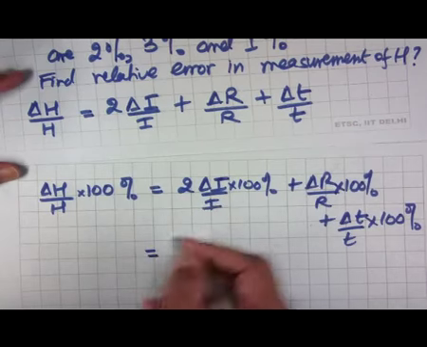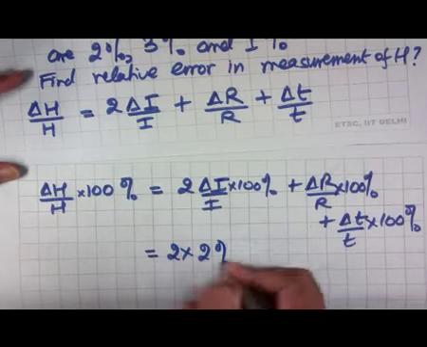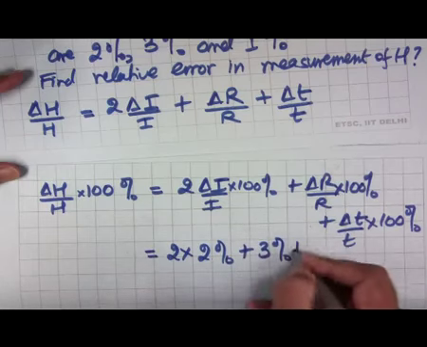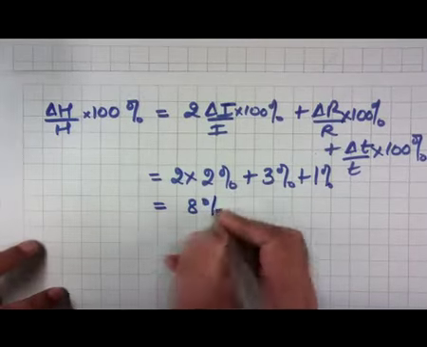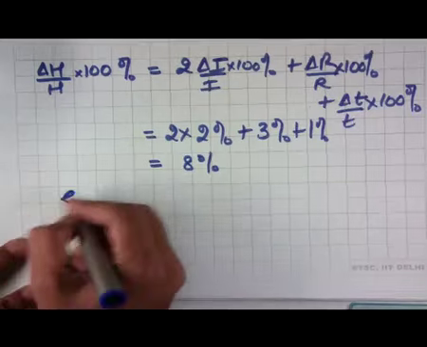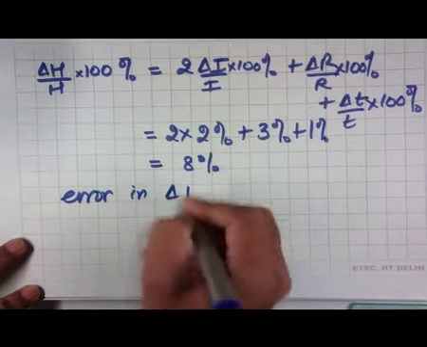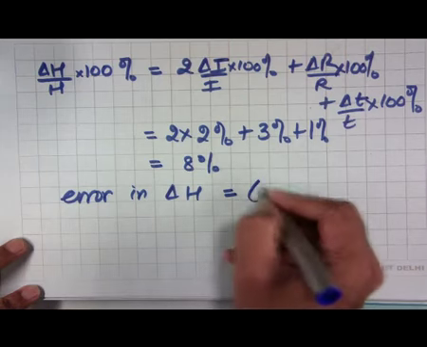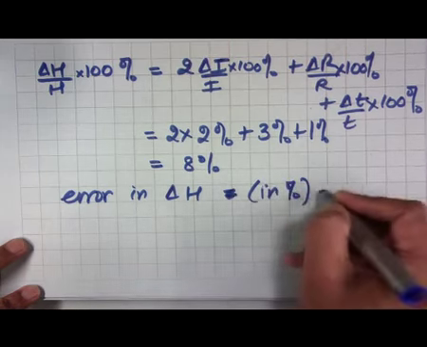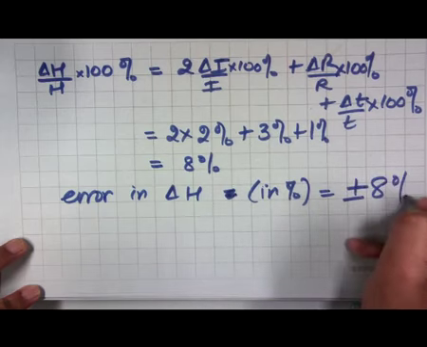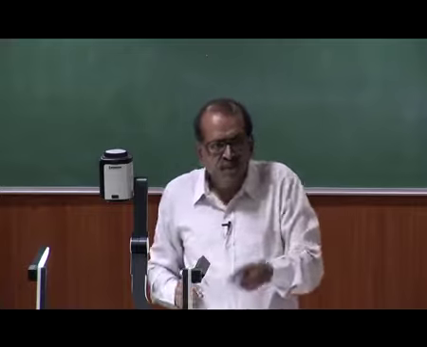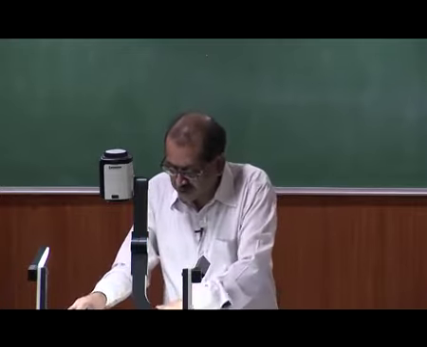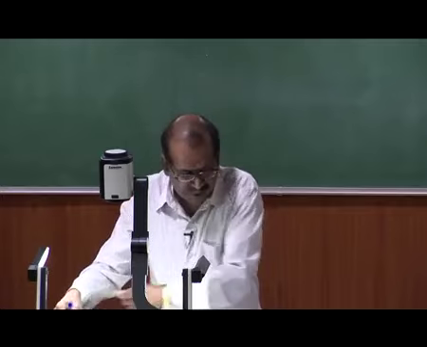So, this will be equal to 2 multiplied by 2% plus 3% plus 1%. So, this total will be equal to 8%. So, that means the error in delta H, in percentage, will be equal to plus minus 8%. And if it is required, then this 8% can be converted back into the units of delta H if we know the value of H, and we will see a similar example towards the end of this topic.